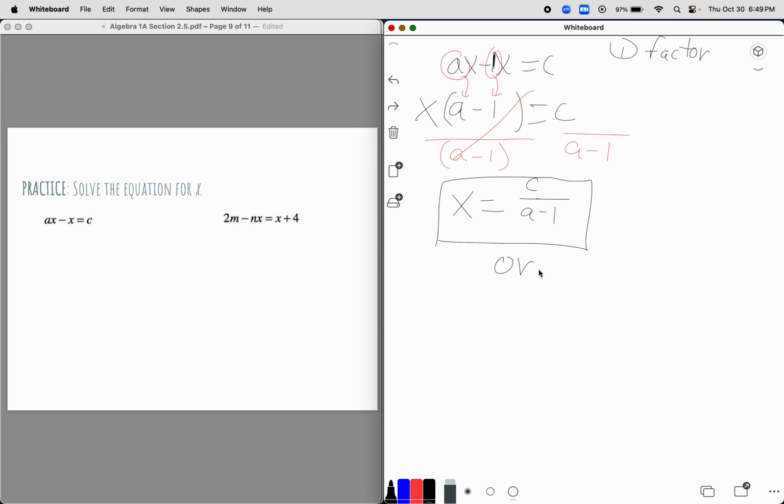Another way that you can say this is that x is equal to c over a minus 1, but we could actually put it in parentheses and it would be just as good. And I would accept that as well. Okay. So what did we do? The first thing we did was we factored. And then the second thing we did was that we divided, by whatever was in the parentheses, a minus 1. Factoring, distributive property in reverse. We pull out the variable or number that they share in common, put it in parentheses, and whatever's left over goes inside the parentheses.